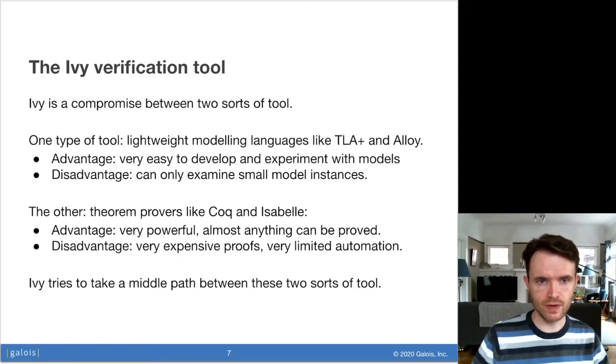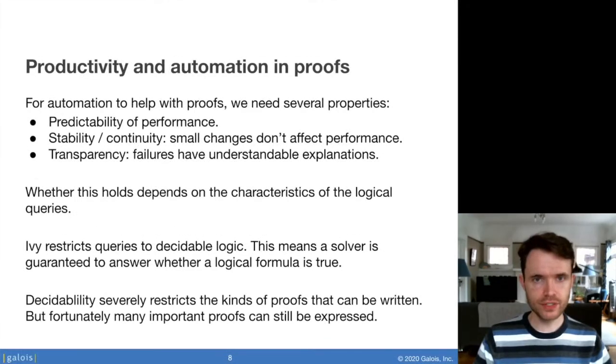My interpretation of Ivy is that it tries to take a middle path between these two types of tool. To help proof engineers be productive, we need to be able to automate as much reasoning as possible. To do this, we can use logical solvers like Z3, but for automation to be effective in large proofs, we need it to have the following properties.